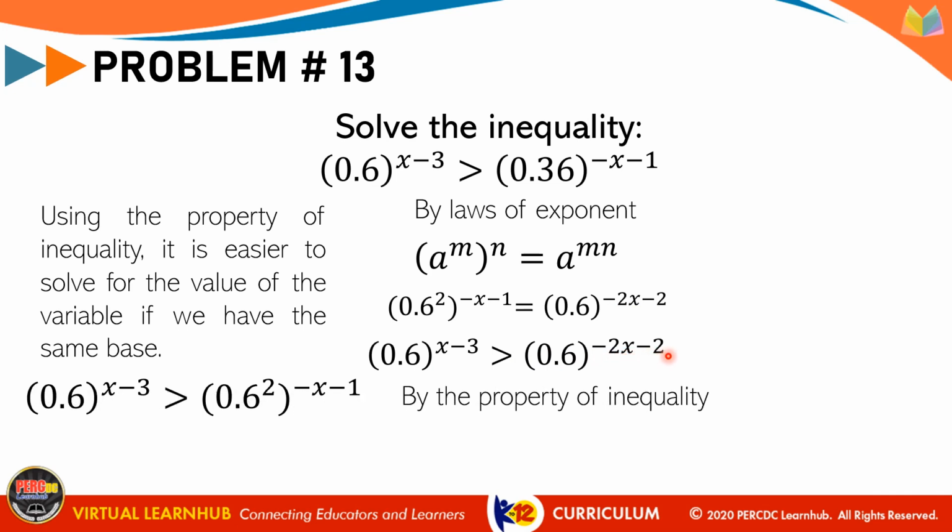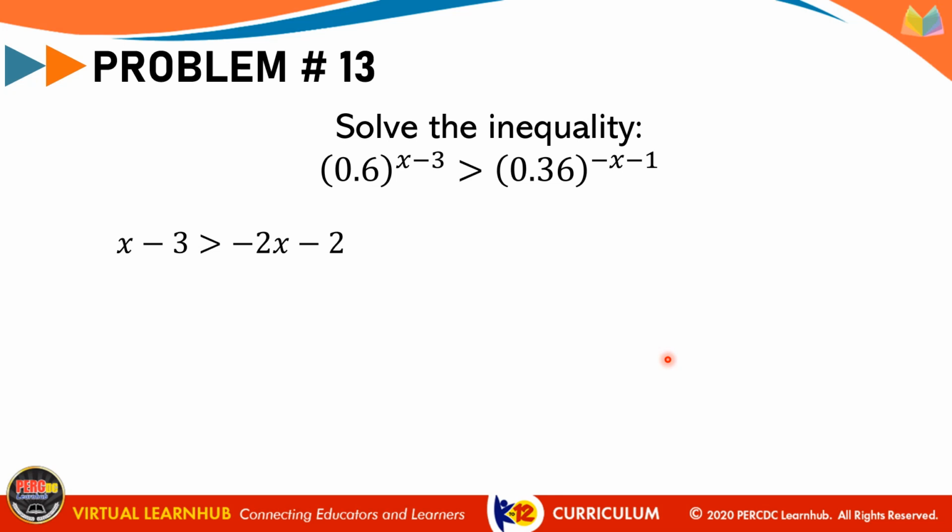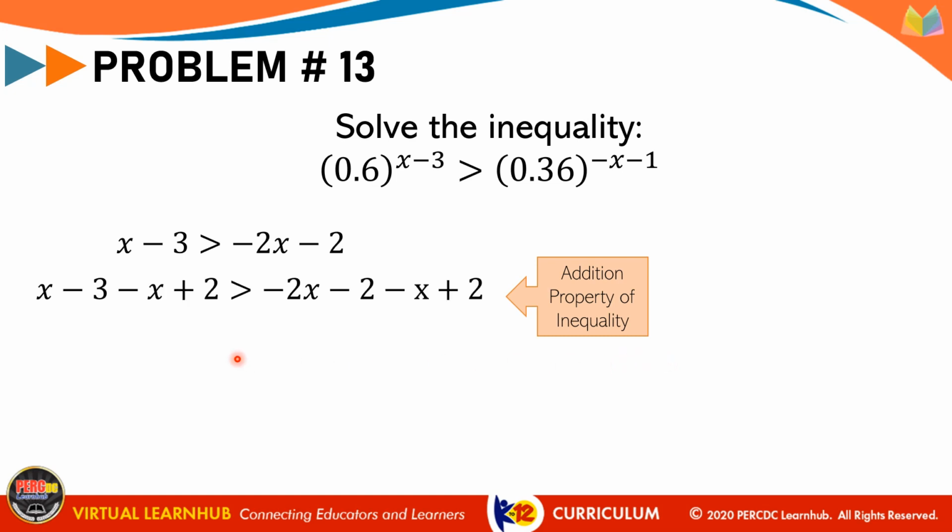By property of inequality, if we have a raised to x is greater than a raised to y, then x is greater than y. So from this, we can say that x minus 3 is greater than negative 2x minus 2. From here, by addition property of inequality, we will add 2x and add 3 to both sides, giving us negative 1 is greater than negative 3x.